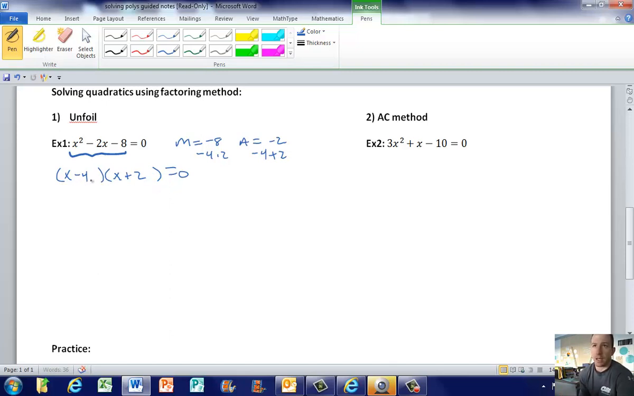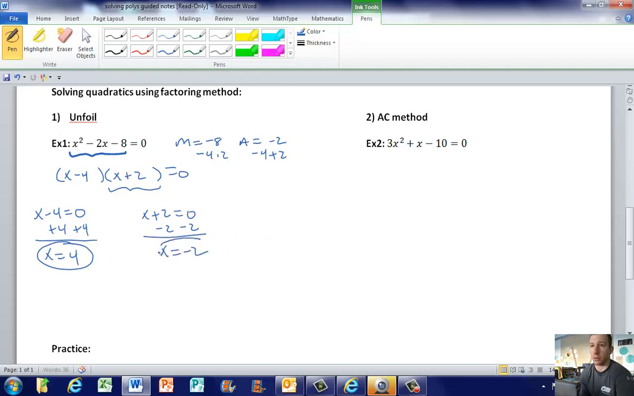Again, once we're done factoring, now we need to find the value of x that makes this equal 0. How do I do that? I pull that factor out, set it equal to 0, and solve. And when I do this, I get x equals 4. Then another solution is taking this factor out and setting it equal to 0. And when I solve this equation, x equals -2. So the two solutions to this quadratic equation are x equals 4 and x equals -2. That's pretty much an easy problem.